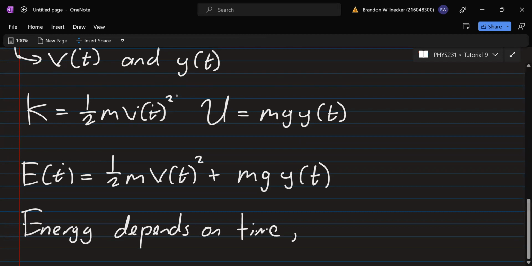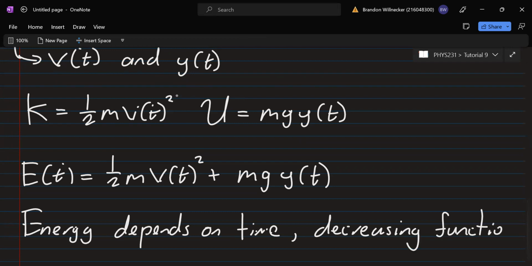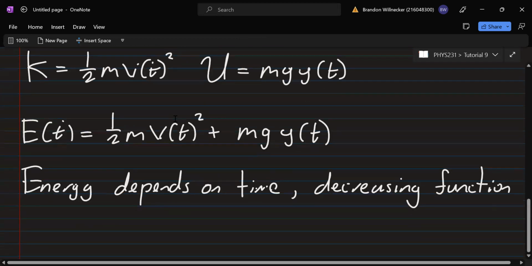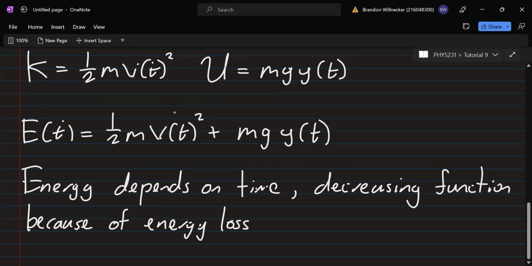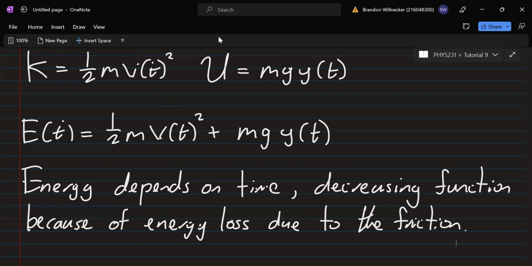And in fact, it's a decreasing function, because of friction, giving us the energy loss, because of energy loss due to the friction. So we would like to investigate the shape of this E of t.